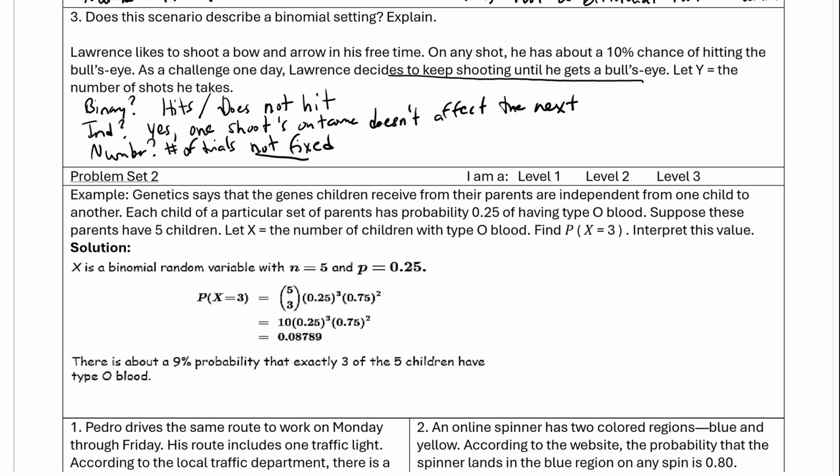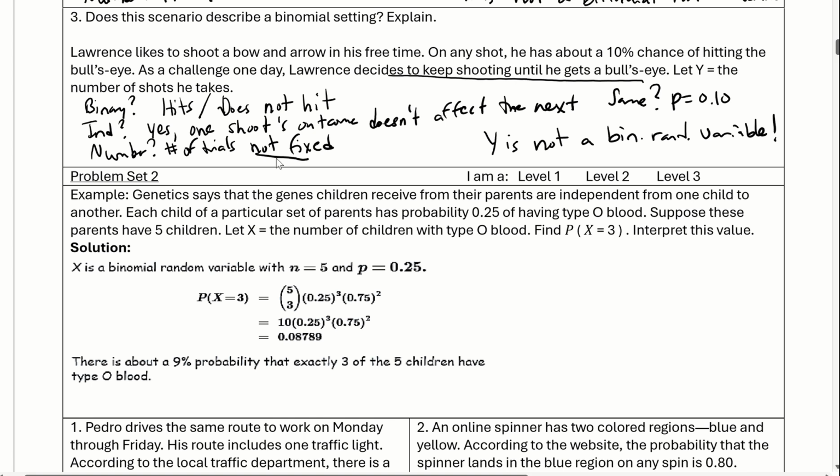And then same probability. Yes, the probability is 0.10 to hit. So that's true, that's okay. But since it fails one of these, that means y is not a binomial random variable.